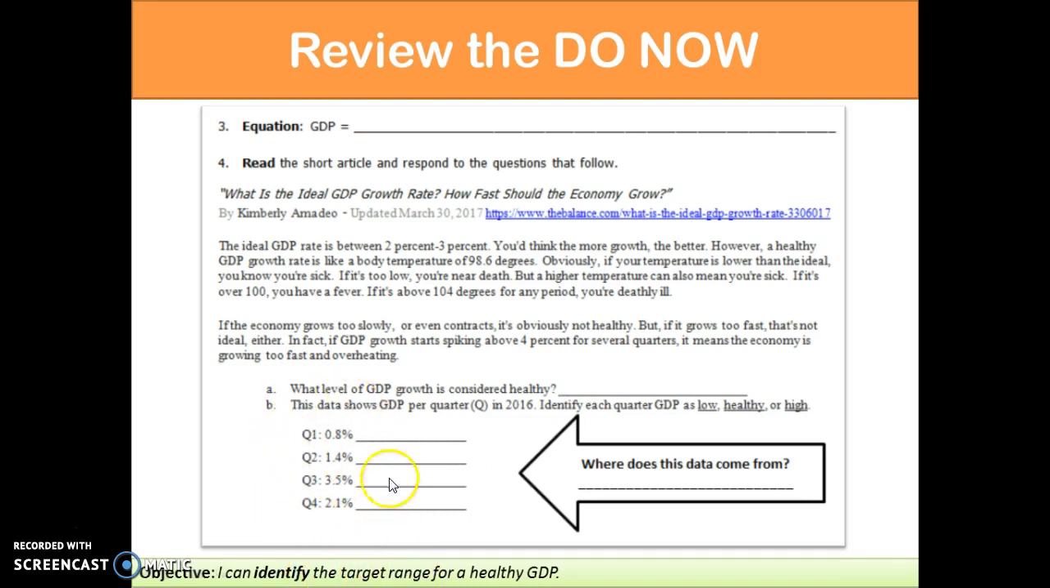And then looking at these numbers, we can see that 0.8 is low, 1.4 is low, 3.5 is high, and 2.1 would be healthy or within the target range. And all of this data comes from the BEA, the Bureau of Economic Analysis. That's the government agency that compiles all of this data and produces these reports on GDP.